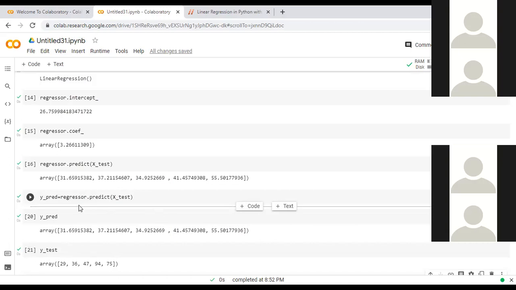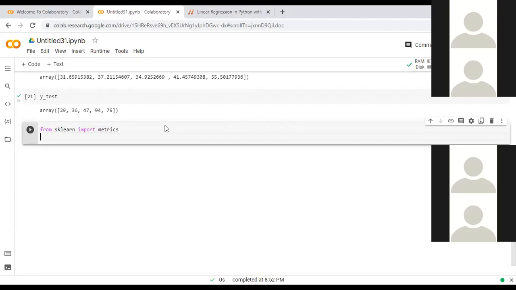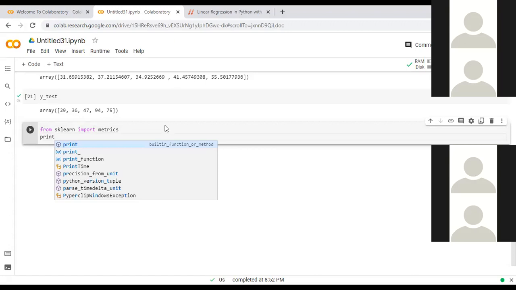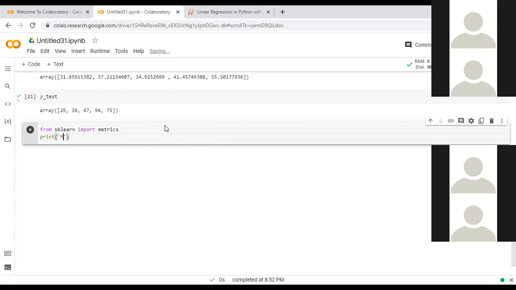When I want to evaluate the model, I have to use from sklearn import metrics, and then print the mean absolute error.